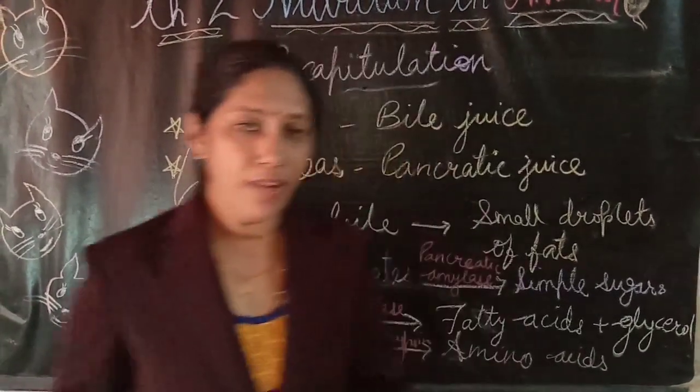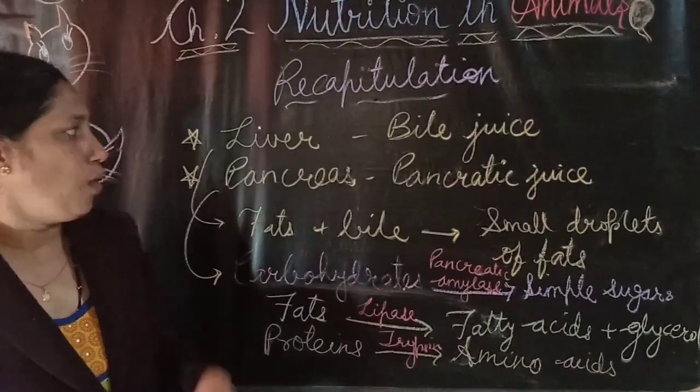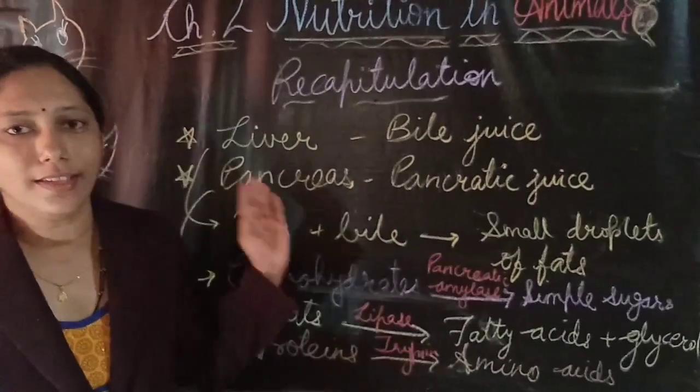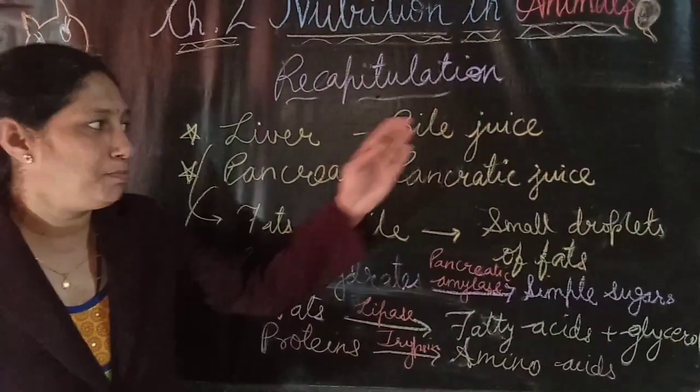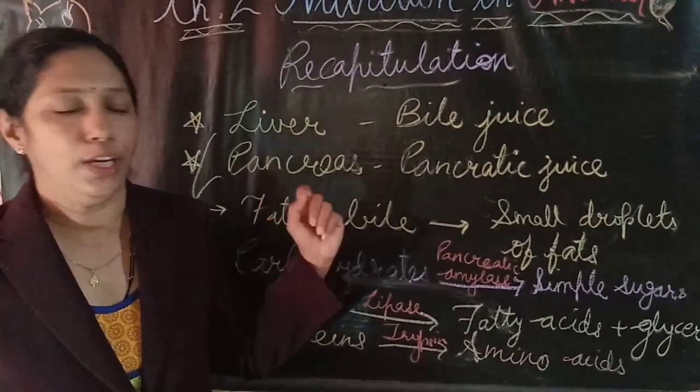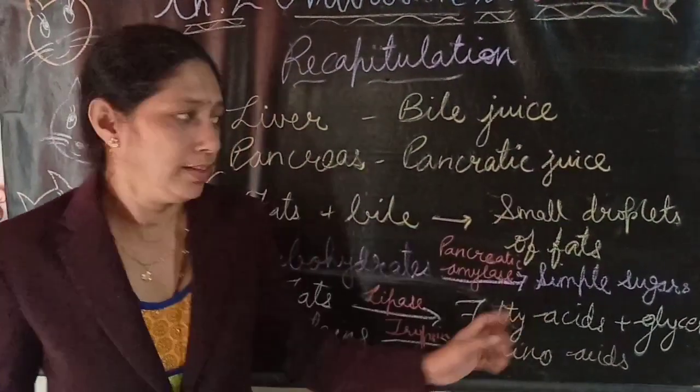Now we will recapitulate whatever we have learned today. Today we have learned the role of liver and pancreas in digestion. Liver is the largest gland of our body and it secretes the bile juice. This bile juice mixes with the fats and converts them into small droplets of fats.